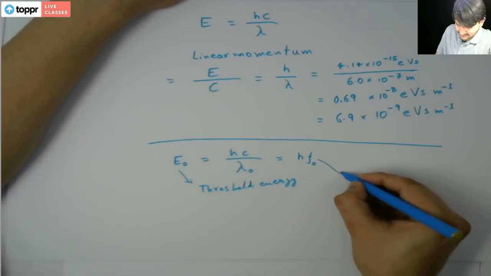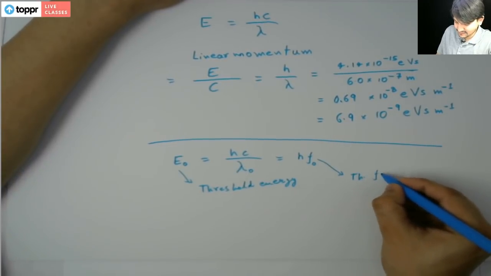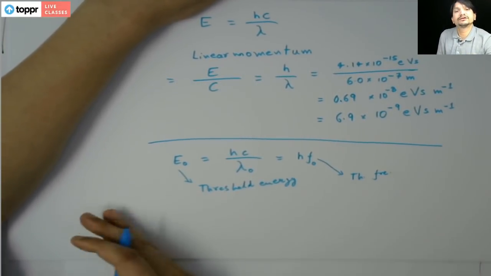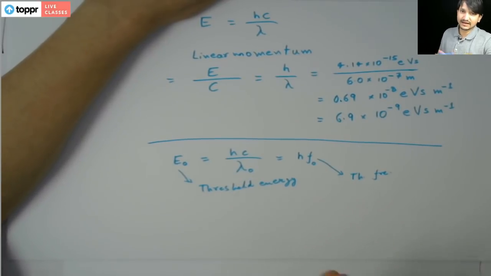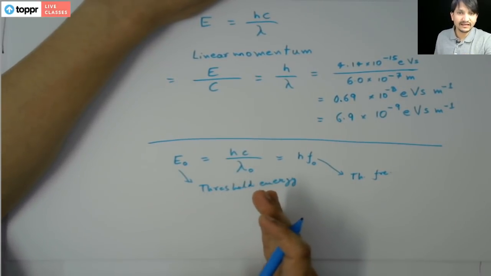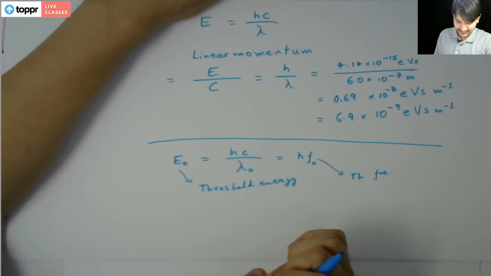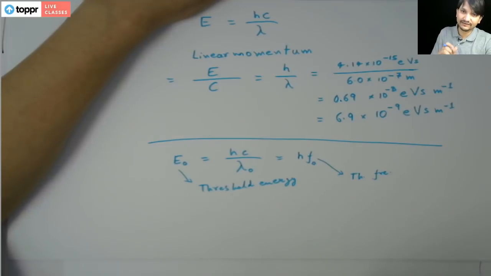And this is the threshold, let's say threshold frequency. So threshold frequency is related to threshold energy in the same way a frequency of a wave is related to the energy of that wave. If a wave has exactly the threshold frequency, it will have exactly threshold energy, and it will be kicking off one electron, exactly one electron.